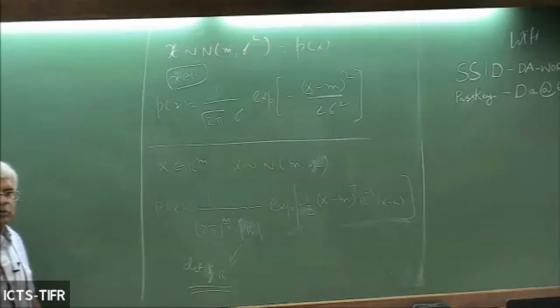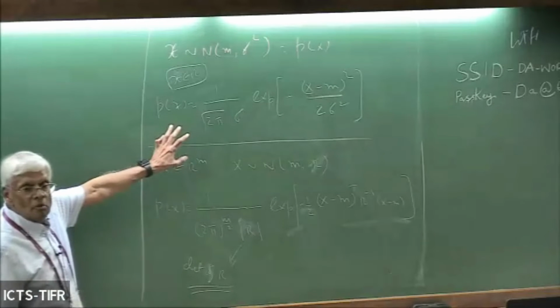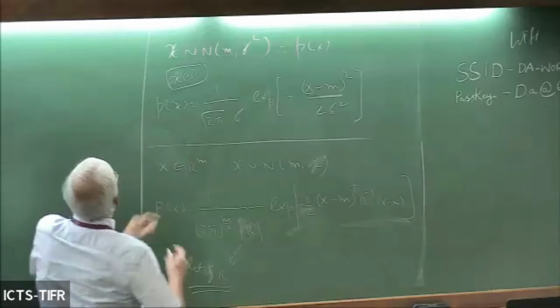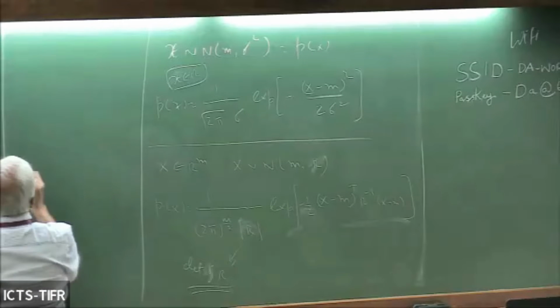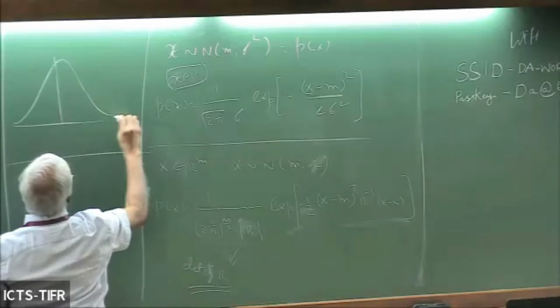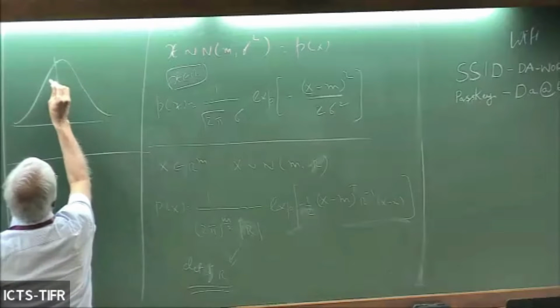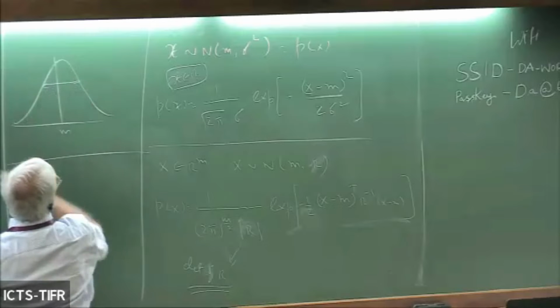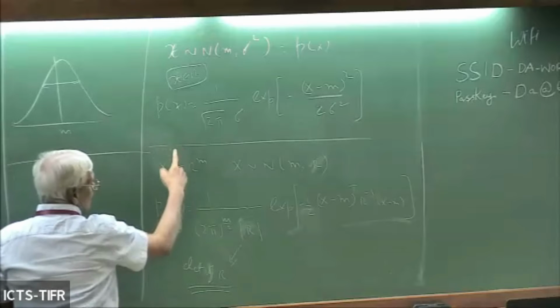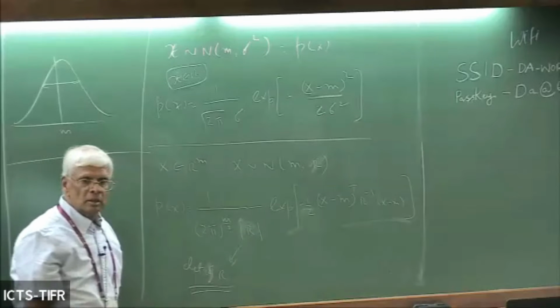It's very important for you to know the functional form of the normal distribution for a single variable, and this function is generally denoted by the bell-shaped curve. This is the mean m. The spread is a measure of sigma squared. Are you all with me? So this is the univariate normal. This is the multivariate normal.